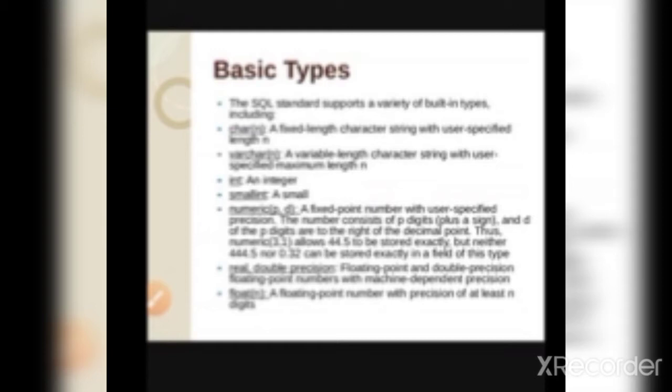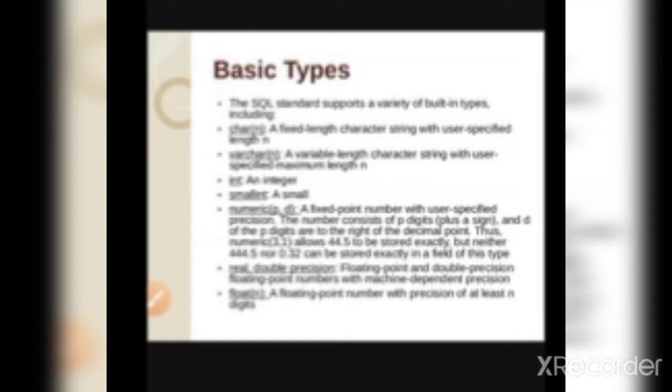Int is an integer data type. Smallint means it's a small integer data type. Numeric(p,d) is a fixed point number with user specified precision. The number consists of p digits plus a sign, and d of the p digits are to the right side of the decimal point, and thus numeric(3,1) allows 44.5 to be stored exactly, but neither 444.5 nor 0.32 can be stored exactly in a field of this type.